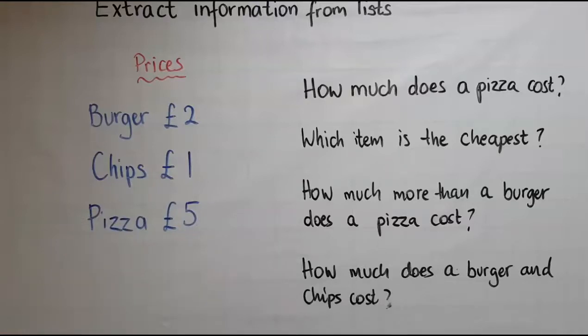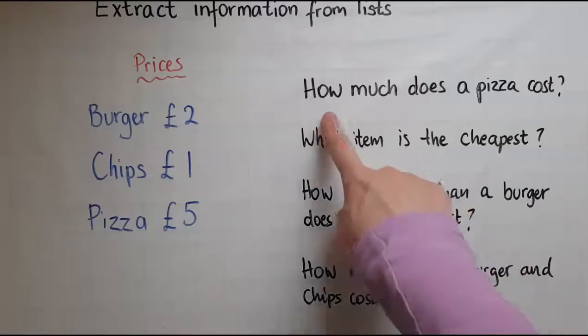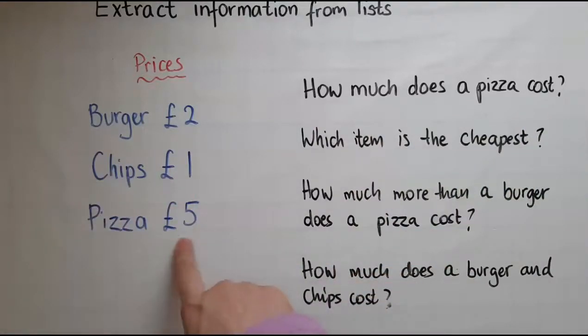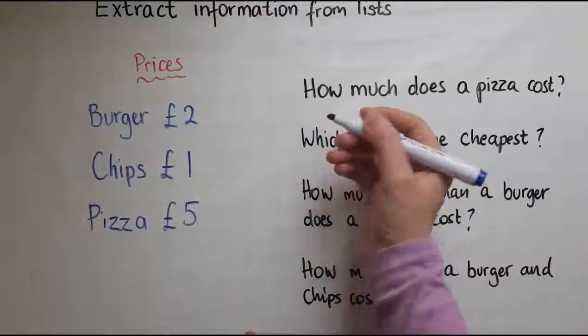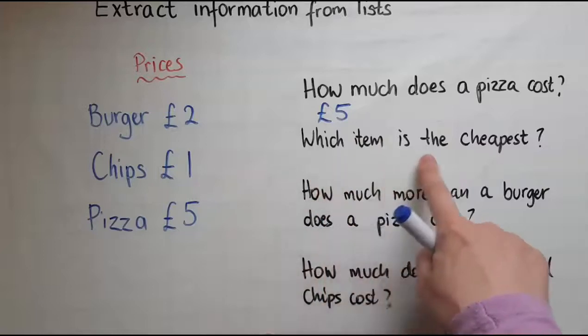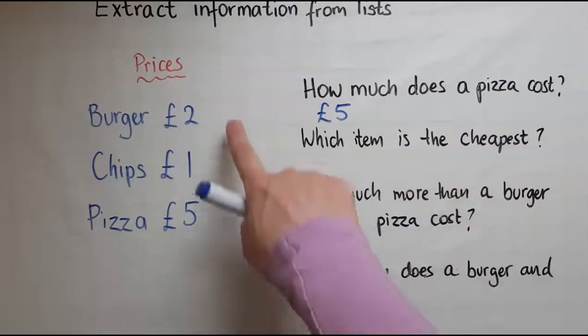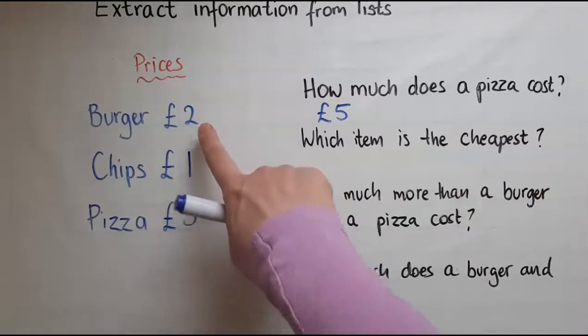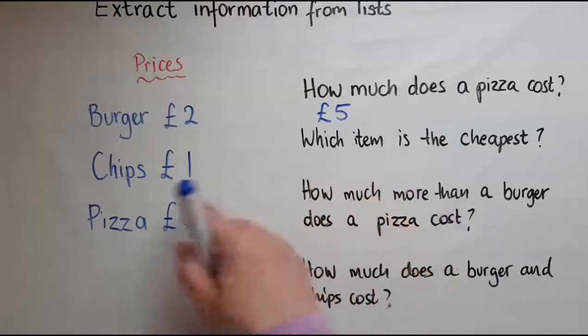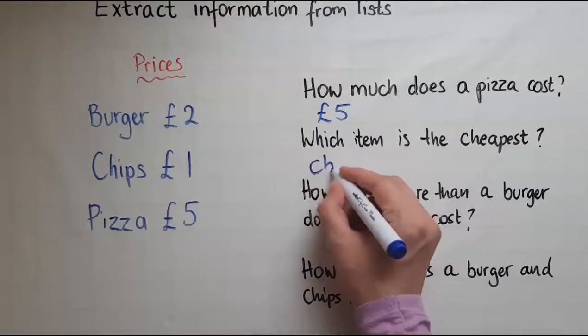The kind of questions you could be asked about this information vary, so I'll just look at a few examples. How much does a pizza cost? So you'll go and look, where is pizza? There it is, £5. So your answer should be £5. Which item is the cheapest? So if you look at them, that's 2, this is 1, and this is 5, so 1 is the cheapest. So I'll write that item is chips.